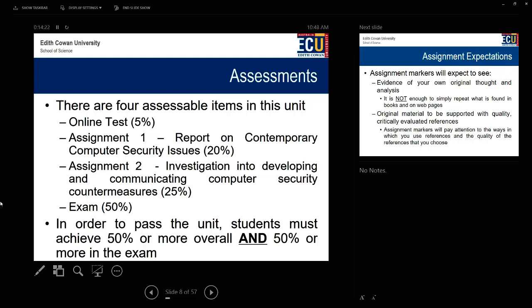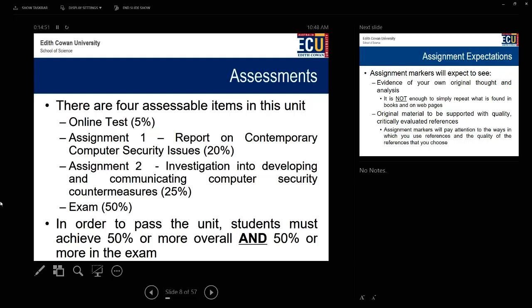The most important thing is about your exam, which is worth 50% of your total marks allocated for this unit. Please be aware that in order to pass the unit, students must achieve 50% in their final exam, and they must achieve 50% overall. If you get 20 marks out of 50 in your final exam, and if you get 50 out of 50 in your assignments, you will still fail the unit.